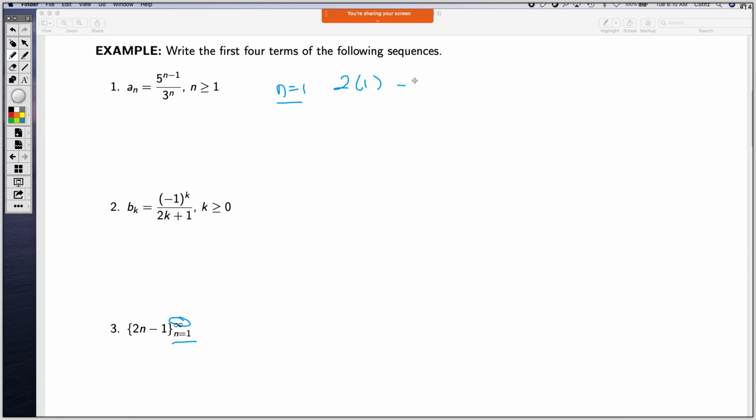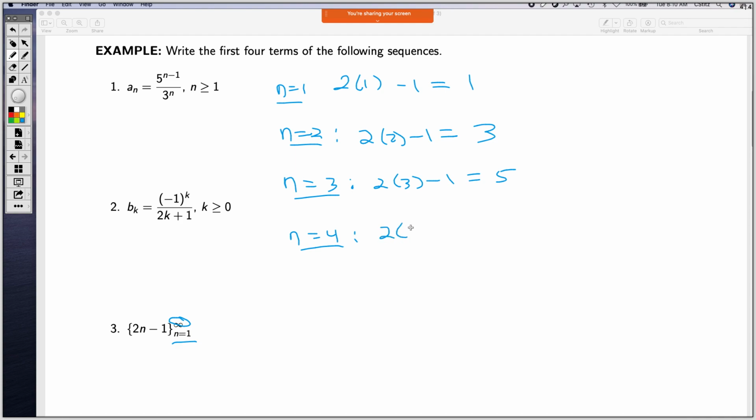2 times 1 minus 1, which is 1. N equals 2. 2 times 2 minus 1, which is 3. N equals 3. 2 times 3 minus 1, which is 5. N equals 4. 2 times 4 minus 1 equals 7. And so there's the first 4 terms of the sequence here. And once again, notice we're getting the odd numbers again, right?